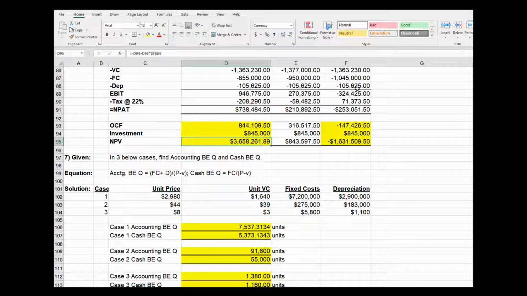The best case, because of that high net income, I have a really high OCF, and my best case NPV is 3,658,261.89. Big accept there. However, in the worst case, I have a negative net income, I have a negative OCF, and I have a big negative NPV, so the decision would be reject in the worst case. And there are your answers to 4, 5, 6.